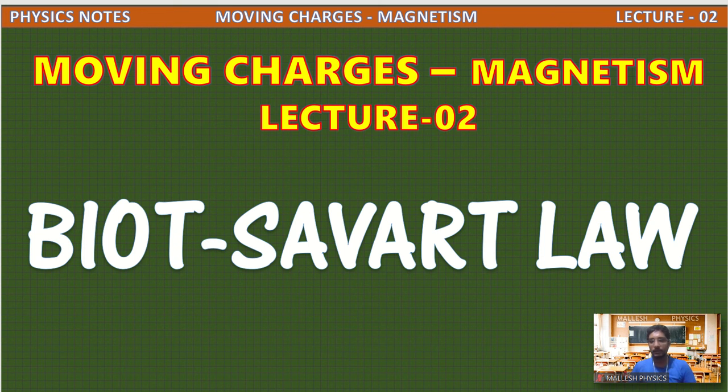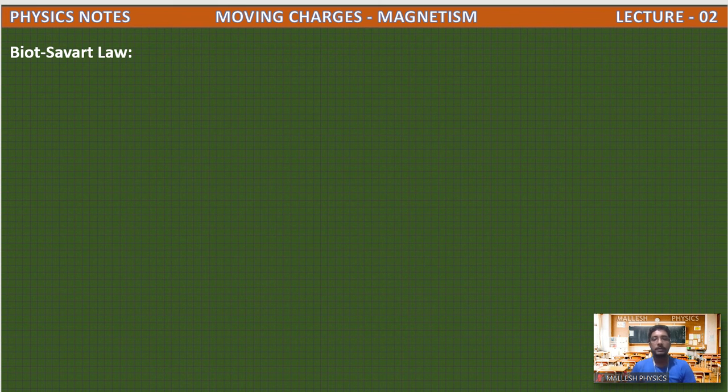Hello dear students, in this lecture we are going to see Biot-Savart law. This Biot-Savart law gives the relation between the magnetic field produced by a small current element and the current. Okay, so this is Biot-Savart law.